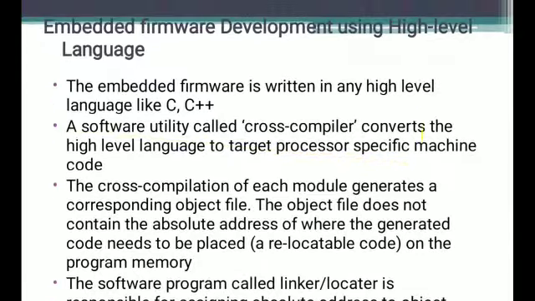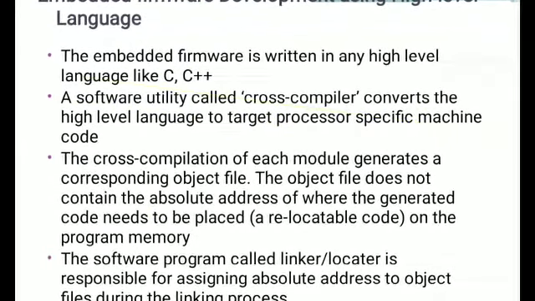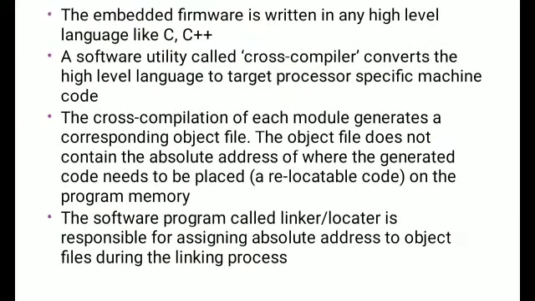Embedded firmware development using high level languages. Previously we have seen assembly, now we'll see high level. The embedded firmware is written in any high level language like C, C++. A software utility called cross compiler converts the high level language to target processor specific machine code. The cross compilation of each module generates a corresponding object file.